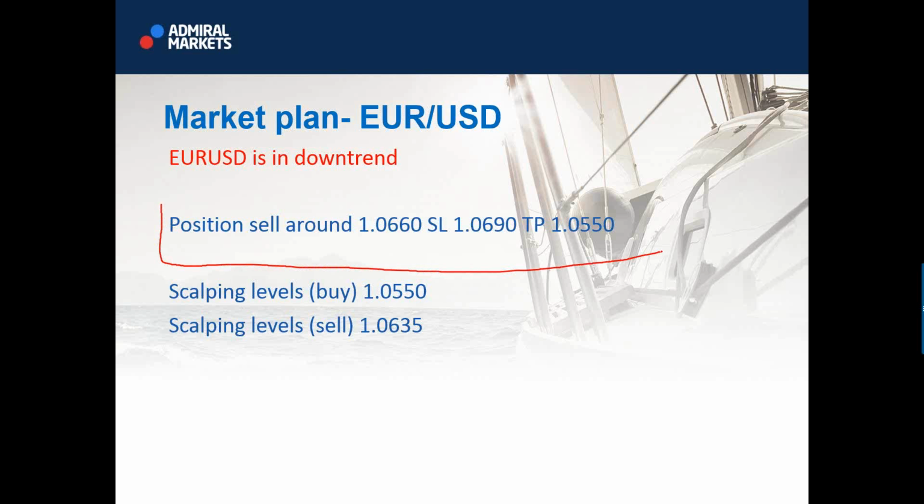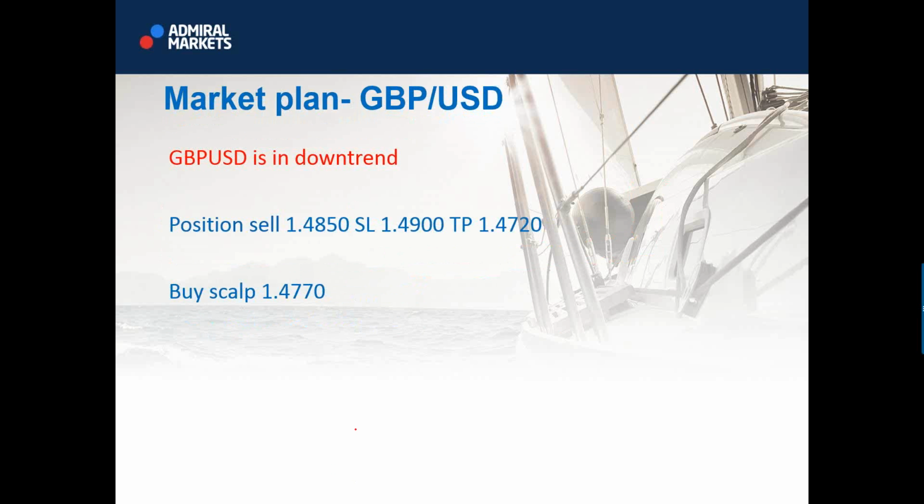Euro dollar setup, I would love to see this. For Pound, 48.50 is the sell, 49.00 is the stop loss, 47.20 is the target, and 47.70 is the buy scalp. I would love to see this, and actually while I was having this webinar, my pending order got hit on Pound. I can see that the confluence was reached.